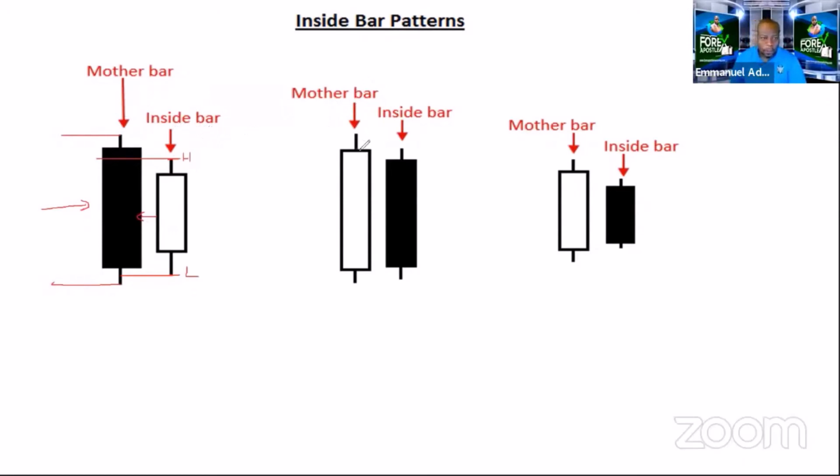You see the mother bar, it doesn't matter the color of the candle. It could be bullish, it could be bearish. So like this again, this is like this, this is like this. The same thing, this one is the mother bar because its high and low swallow the other. It's just the opposite of what many of you know as the engulfing candlestick pattern.